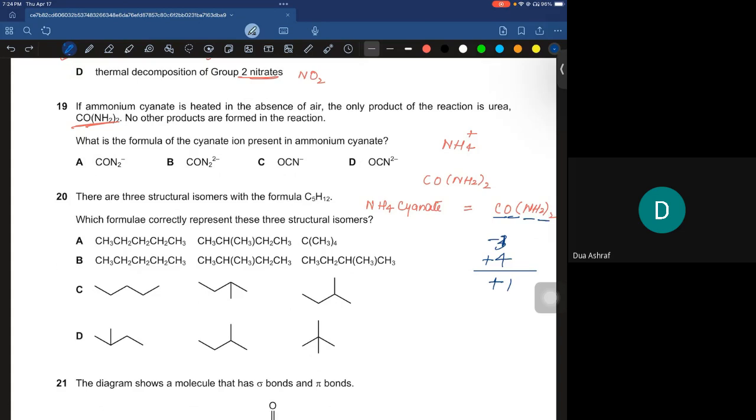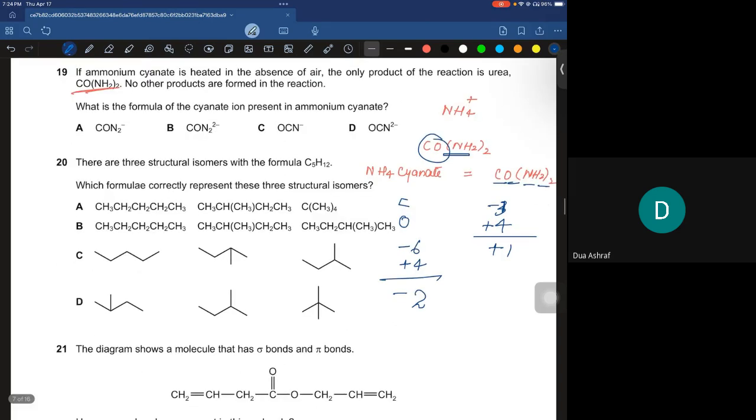If you consider carbon monoxide, its carbon is 1, and then we have one oxygen as well. Then we have two nitrogen atoms, so two nitrogen means -6. Each nitrogen has -3, and we have four hydrogen atoms, so +4. So it would be -2, and then we have CO as well.